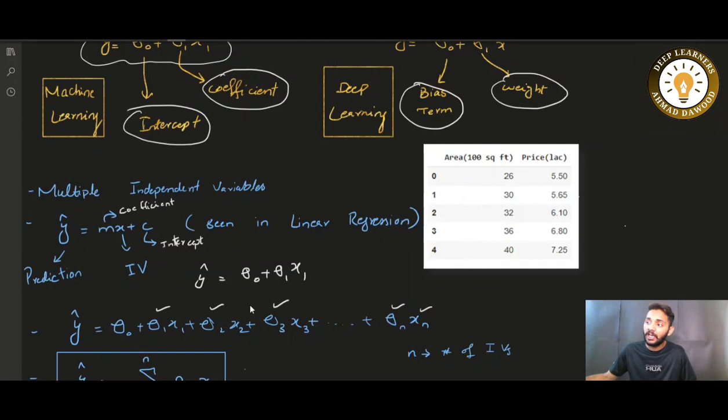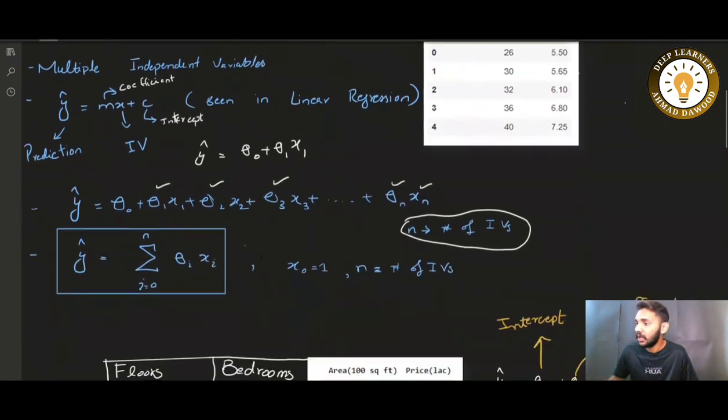If we have n number of features, n number of independent variables, then our thetas also will be n in number. In other words, for each independent variable, we have a coefficient in the equation. And the intercept will remain one in the whole process.